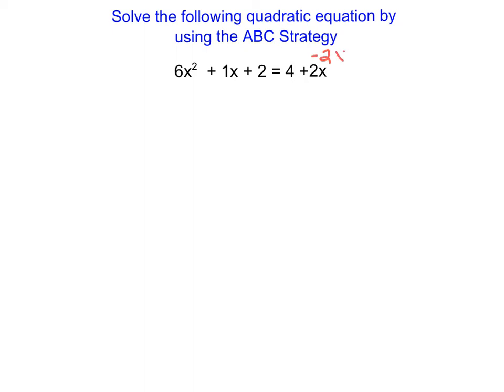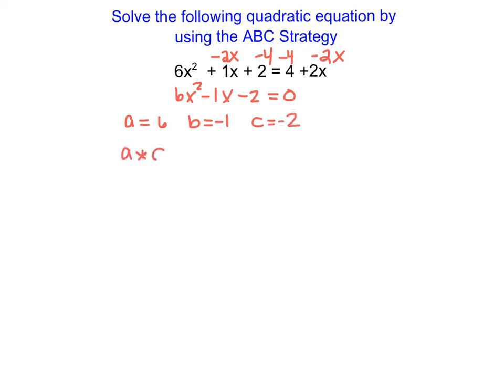So I'm going to start by subtracting 2x from each side, and I'll combine it with the 1x. And then subtracting 4 from each side, and I'll combine it with the 2. So this becomes 6x squared minus 1x minus 2 is equal to 0. And then from here I start by identifying a is 6, b is negative 1, and c is negative 2. We then take a times c, and we find negative 12.